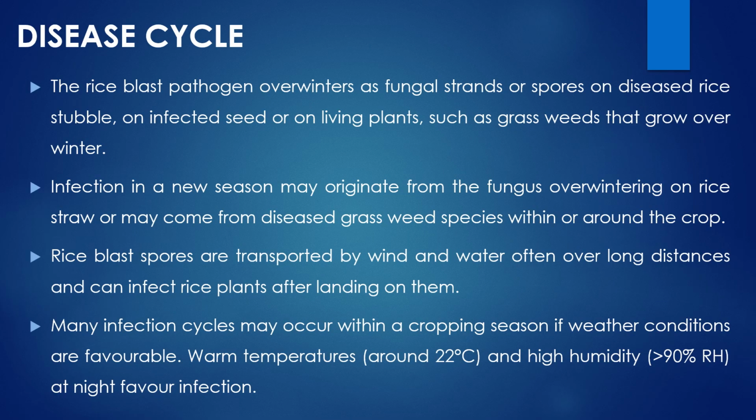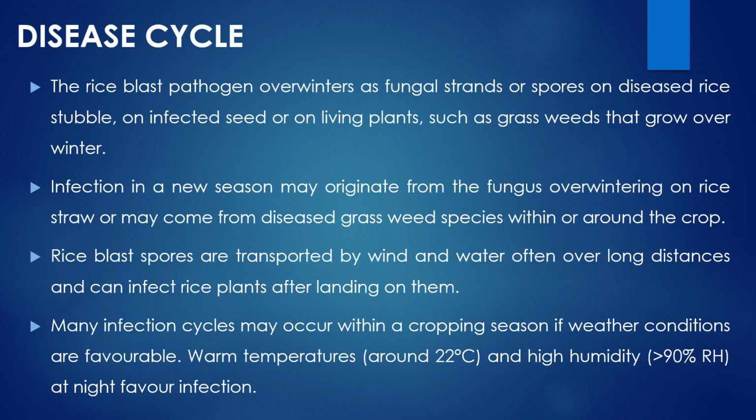The disease cycle of the fungus. The rice blast pathogen overwinters as fungal strains or spores on seeded rice stubble, on infected seed, or on living plants, such as grass weeds that grow over winter. Next, the infection in a new season may originate from the fungus overwintering on rice straw or may come from diseased grass weed species within or around the crop.